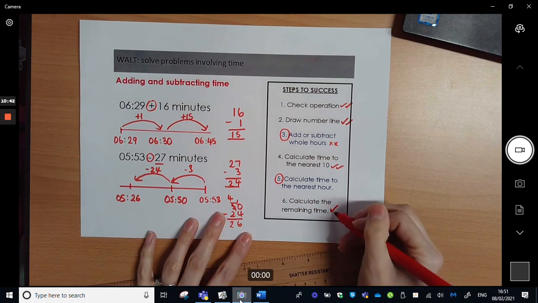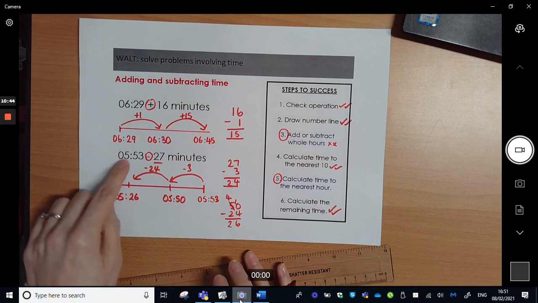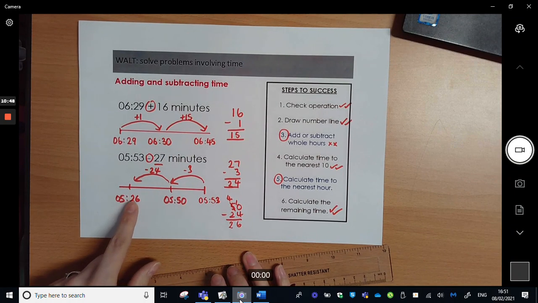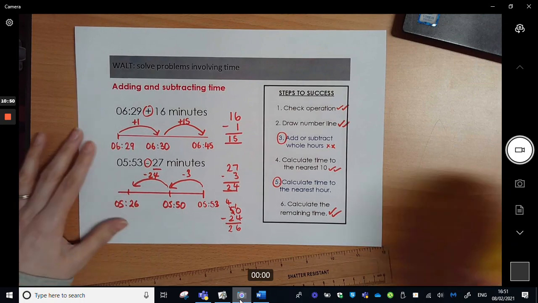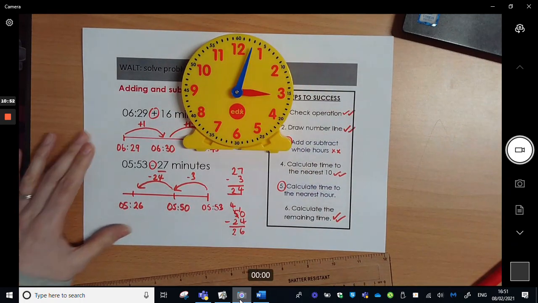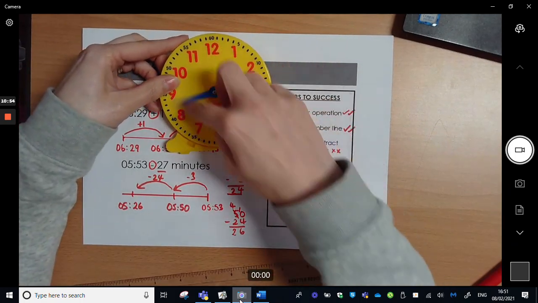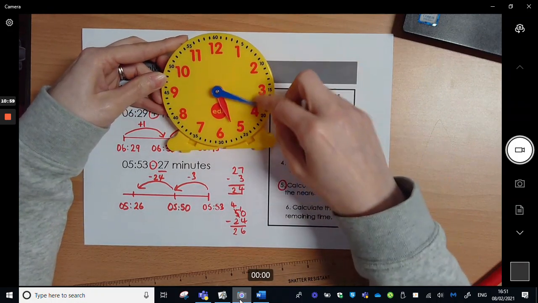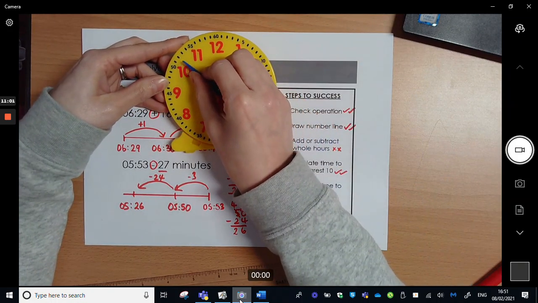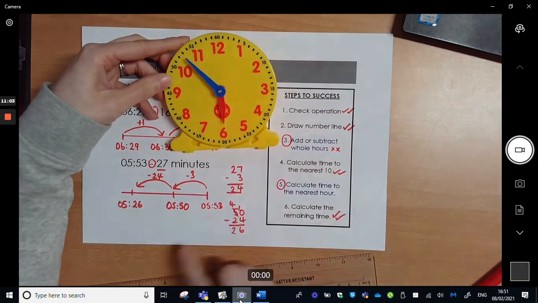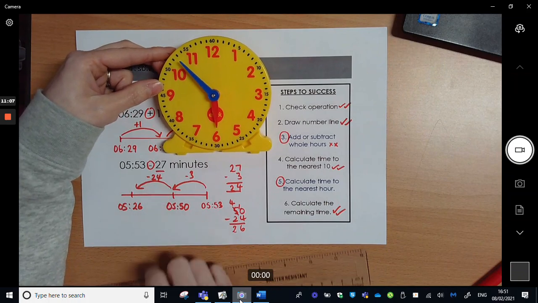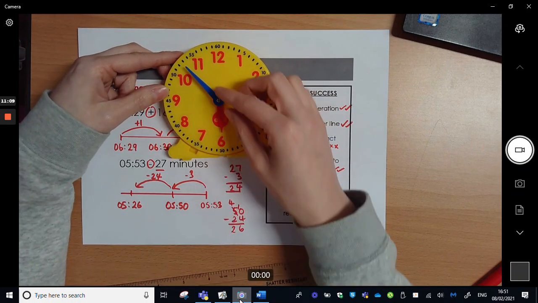Okay, so I've calculated the remaining time. So 5:53 take away 27 minutes is 5:26. Okay, so I'm just going to show you that in the clock just to make that nice and clear. So if I'm at 5 o'clock here, 5:50, 1, 2, 3. So I've got 5:53 and I want to take away 27 minutes. We're just going to check that's correct. And if you've got a clock at home, you can always use that to help you as well.